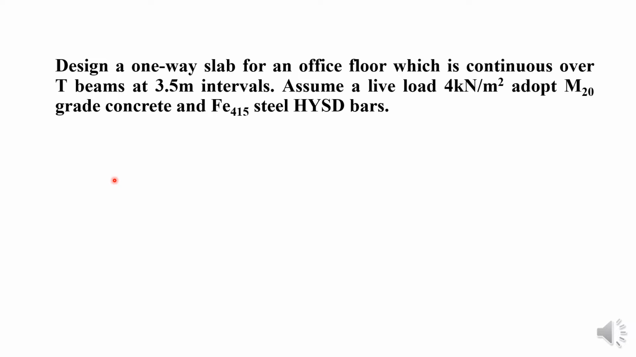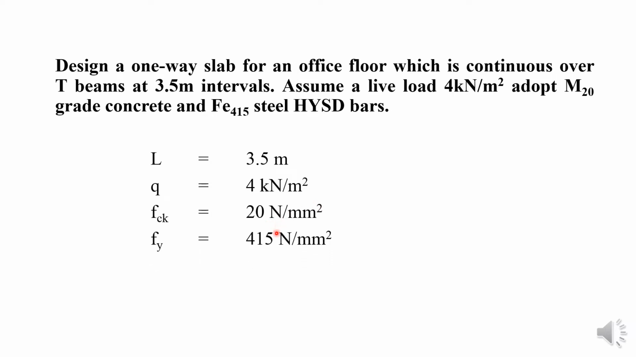So L is equal to 3.5 meter, Q is equal to 4 kN per meter square. Characteristic compressive strength is 20 Newton per mm square. Then yield strength is 450 Newton per mm square.